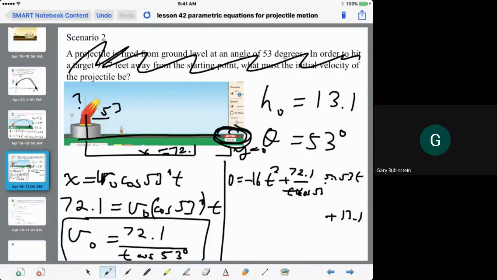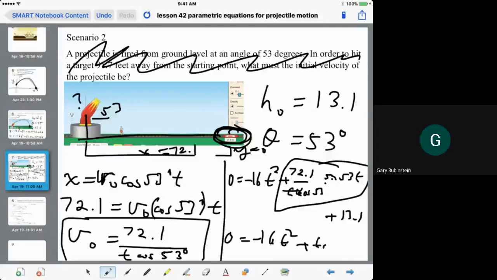Does anyone see a way of cleaning up this mess, this middle term? Type in how much canceling can we do? The t's cancel, that's good. And you could do one other thing. Yes, sine over cosine is tan. So this turns into 0 equals negative 16t squared plus 72.1 tan 53 plus 13.1.